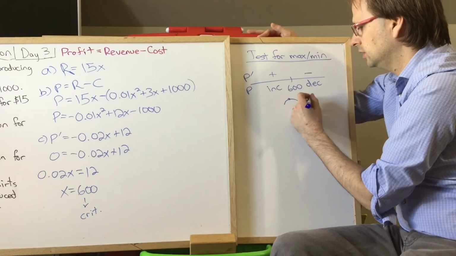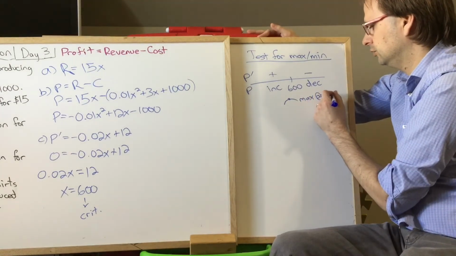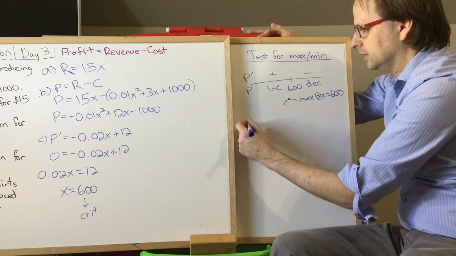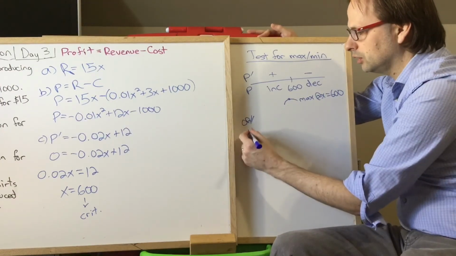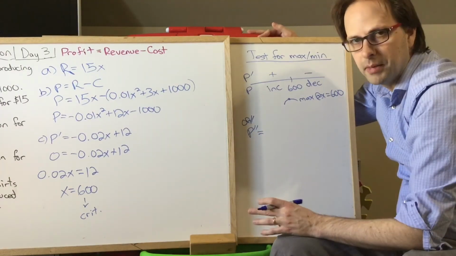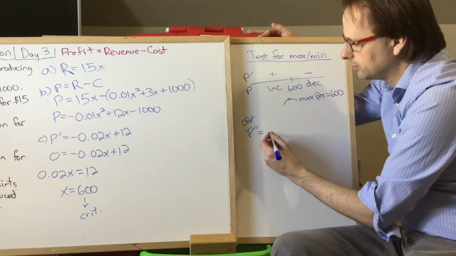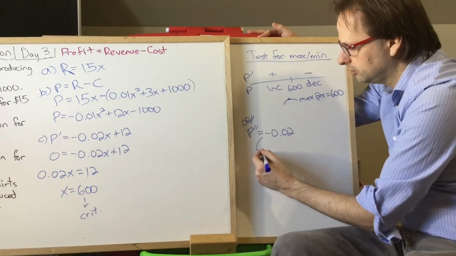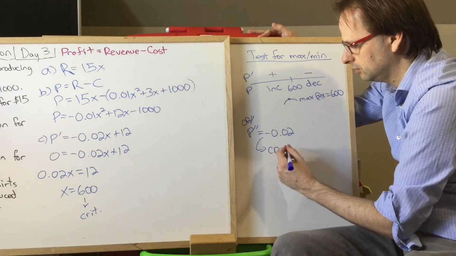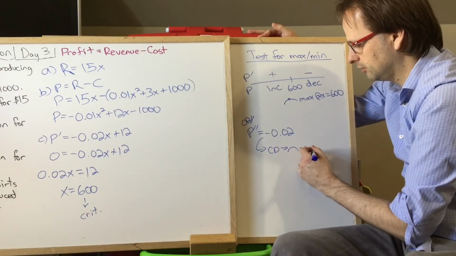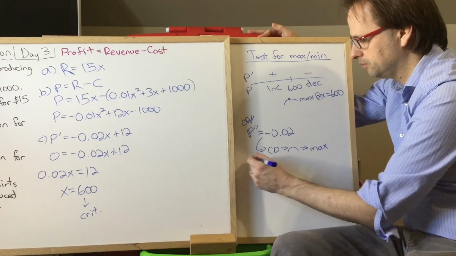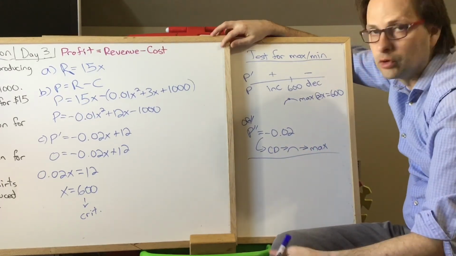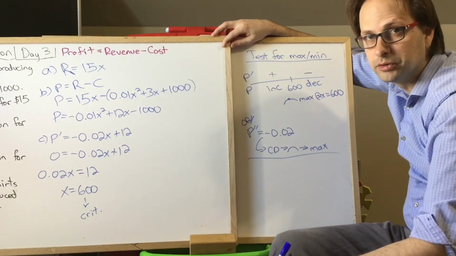So profit has a max at x equals 600. In this one, we could also have done the second derivative test for a max or min. So the second derivative here is negative 0.02, which is always negative, so we're always concave down, which means we have a max at that critical value. So we've established that there's a max at x equals 600.